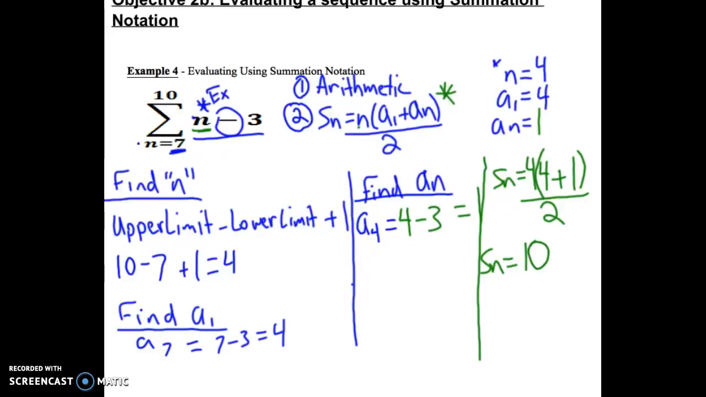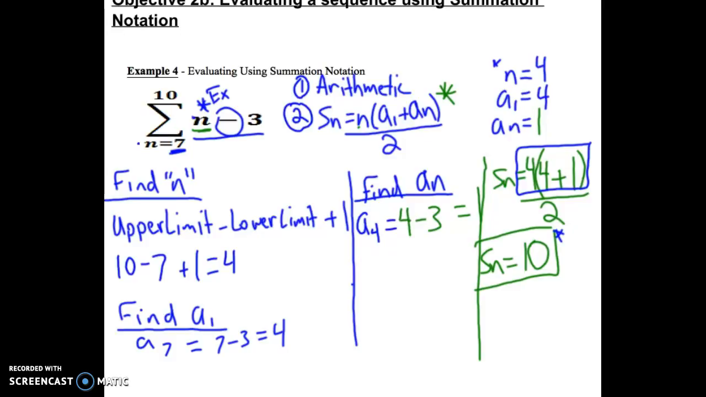You can do that on your calculator as well. But if you're going to do it on your calculator, I would solve the numerator first and then divide it by 2. Same if it's geometric: I would solve the numerator first, then divide it by the denominator. Do it separately. So the sum of this, my final answer, is 10.